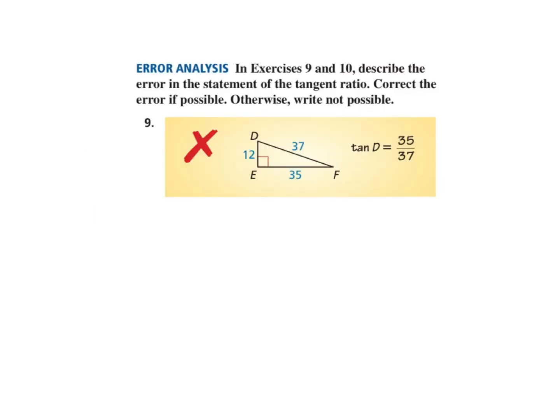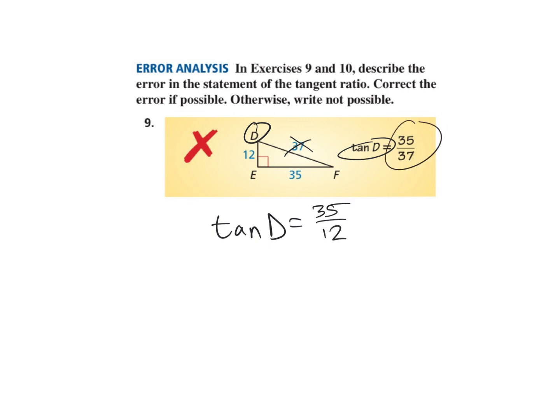Next. All right, so first of all, let's just see what they're doing. Describe the error in the statement of the tangent ratio. Correct the error if possible. So they use tangent of d, so let's just go ahead and do tangent of d. That's the opposite leg. Cross out the hypotenuse. We don't need it. Opposite leg is 35. The adjacent leg is 12. What they do? They use the hypotenuse.